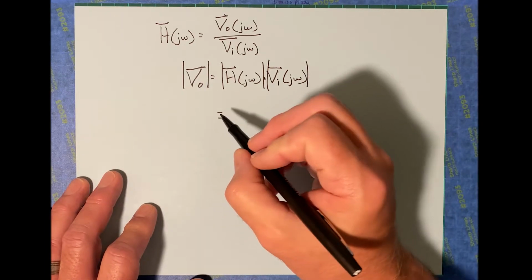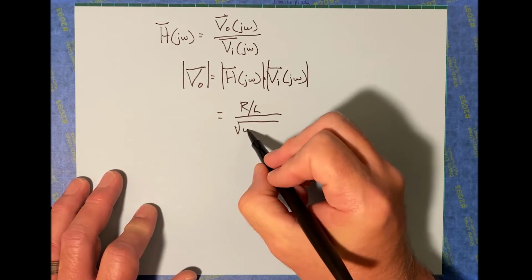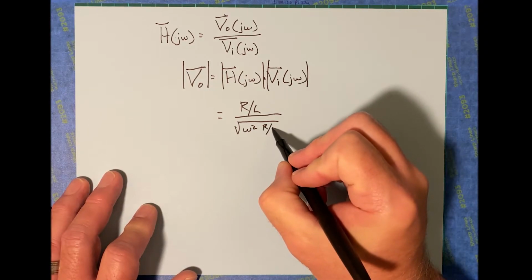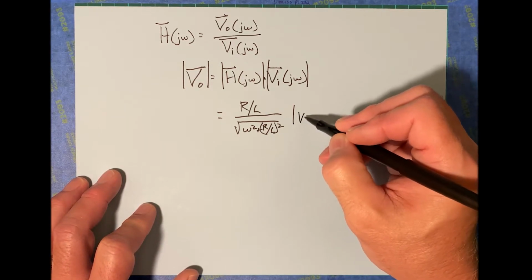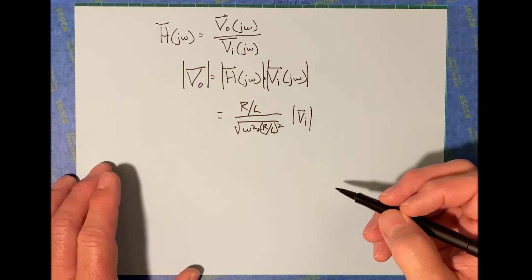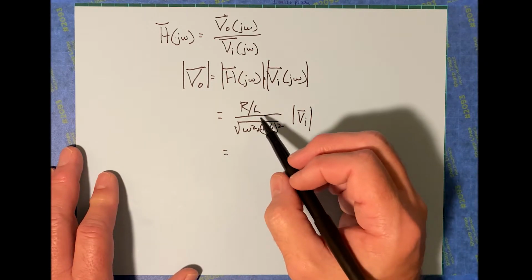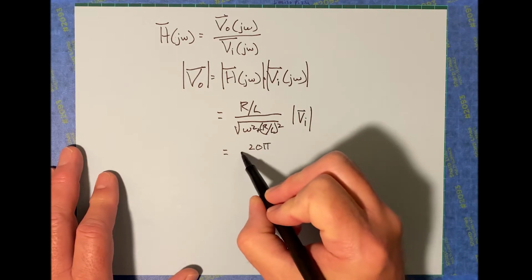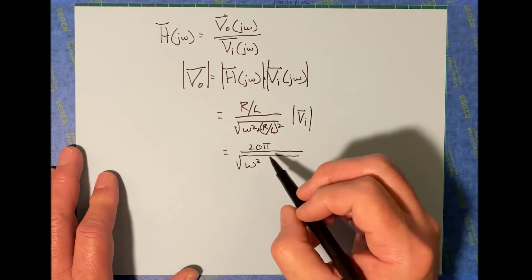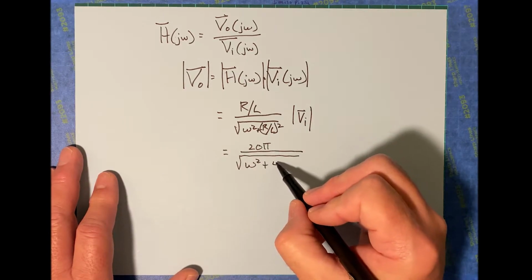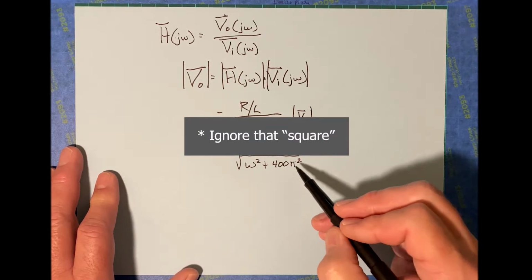All right, well, we've already figured this out. This is R over L divided by the square root of omega squared plus R over L squared, like that, times this V sub I here. And we know what these values are. We know that R over L is going to be 20 pi, divided by the square root of omega squared plus 400 pi squared. Okay, that's 20 pi squared.